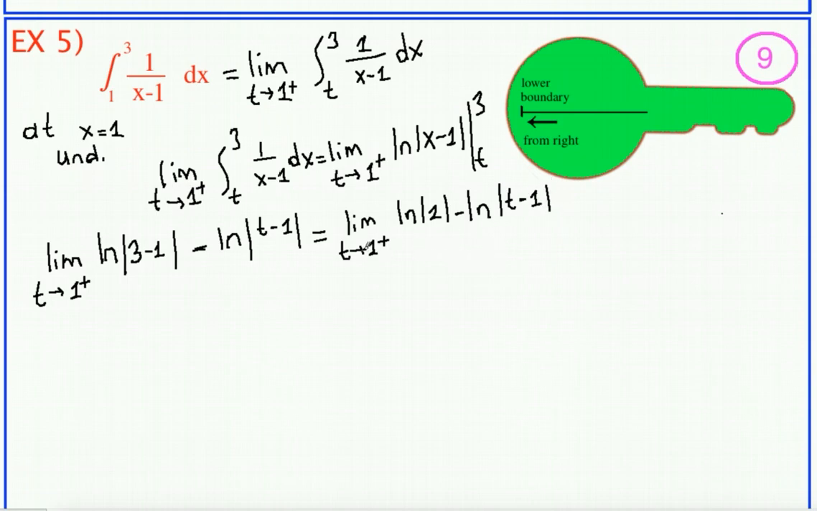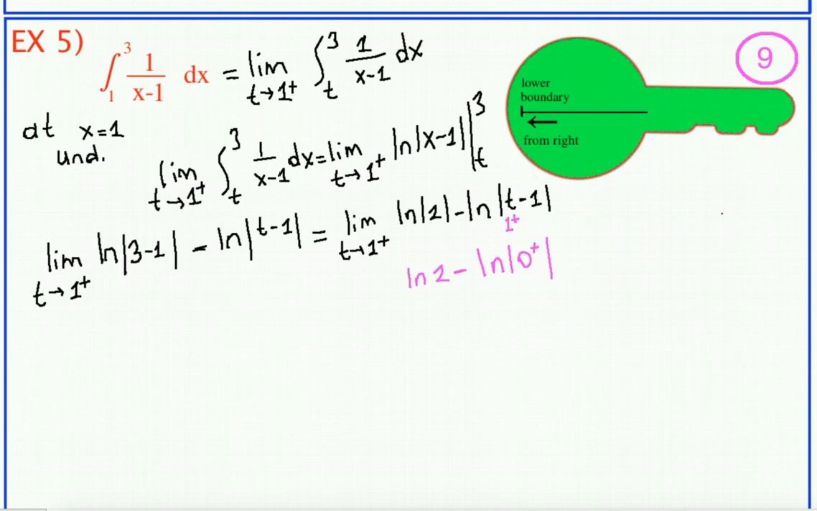Now we can substitute our limit value, direct substitution. So ln of 2 minus, okay, if we approach 1 from the right, this is slightly bigger than 1. So this value is slightly bigger than 1. So here we approach 0 from the right, because a number slightly bigger than 1 minus 1 will be a value which is approaching 0 from the right.